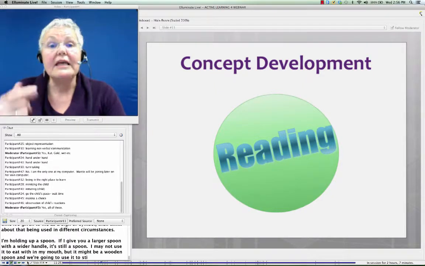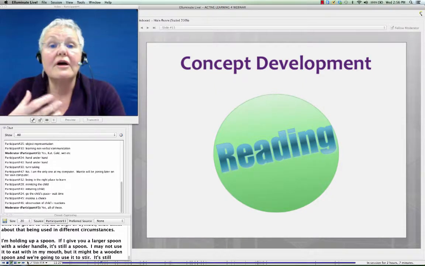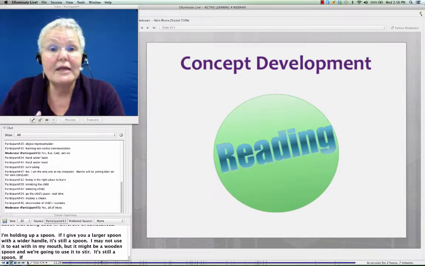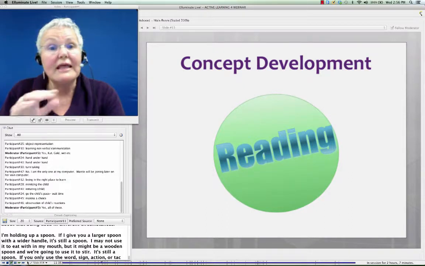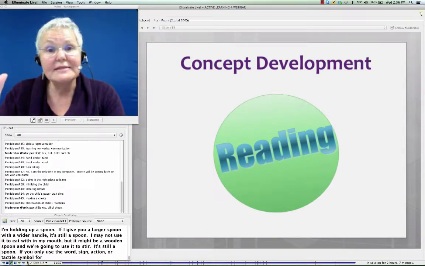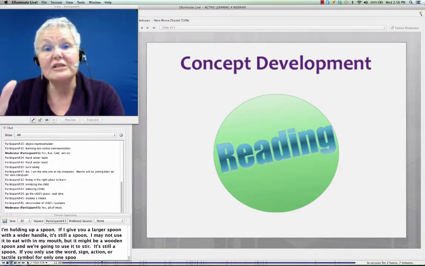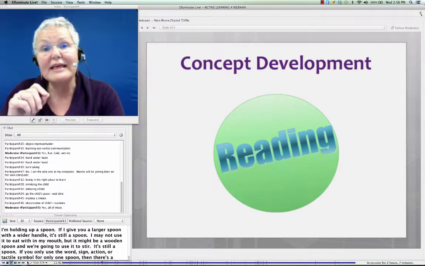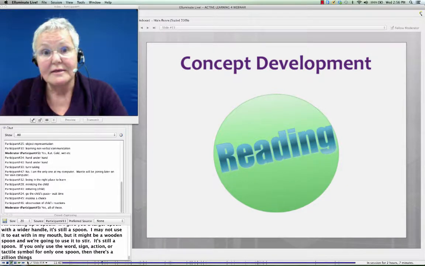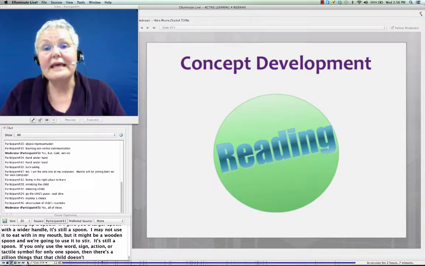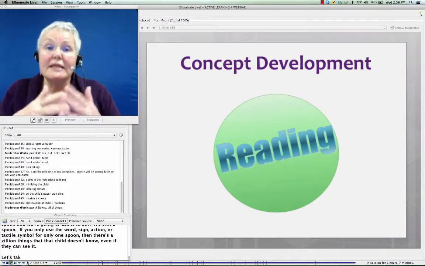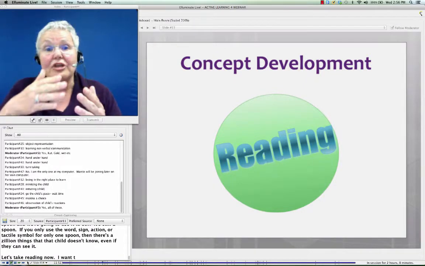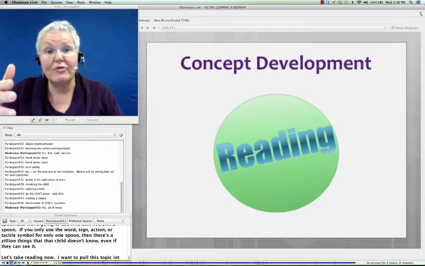If you only use the word or the sign or the action or the tactile symbol that represents only one spoon, then there are a zillion things out there that that child still doesn't know, even if they can see it. Okay? So let's take reading for an example too, because I really want to pull this into literacy and the idea that you can do active learning in other ways.